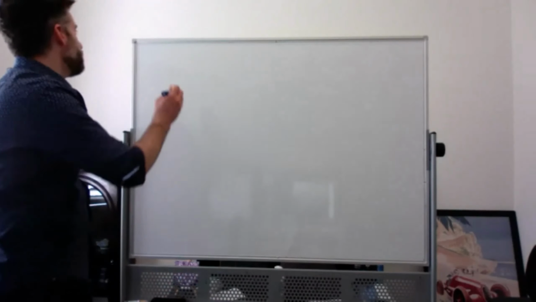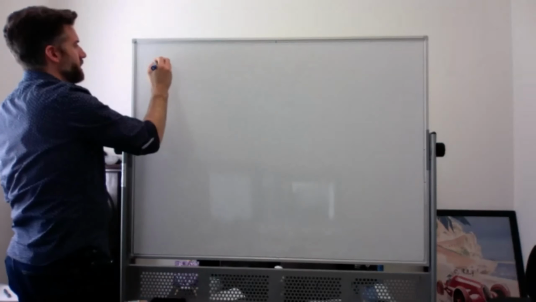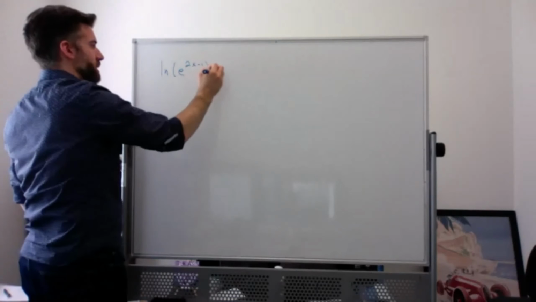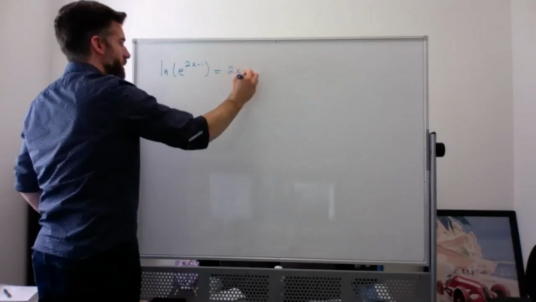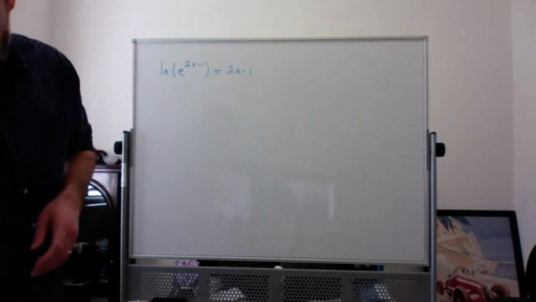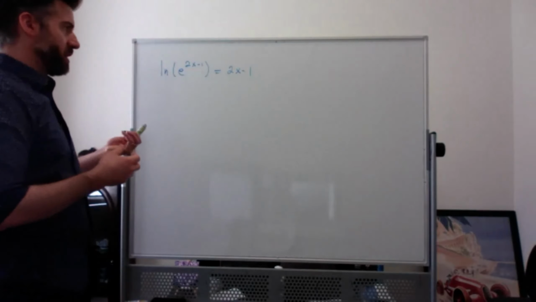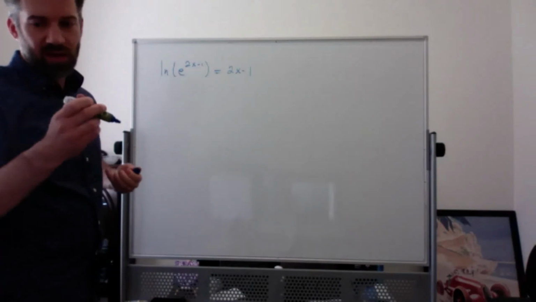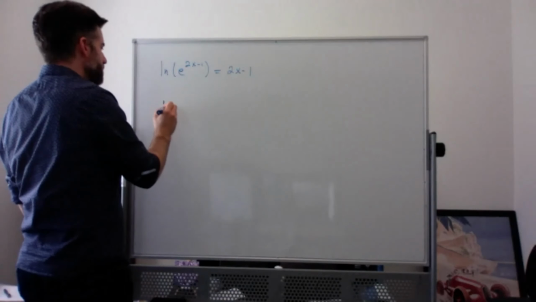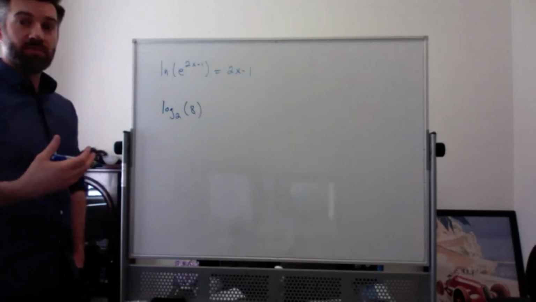All right, so someone asked something like, why does the natural log of e to the 2x minus 1 equal 2x minus 1? It's a really good question. It's kind of an important question because we use logarithms a fair amount in this class, and it's important to understand how they work. So here's where I started thinking about this. What does log base 2 of 8 actually mean?